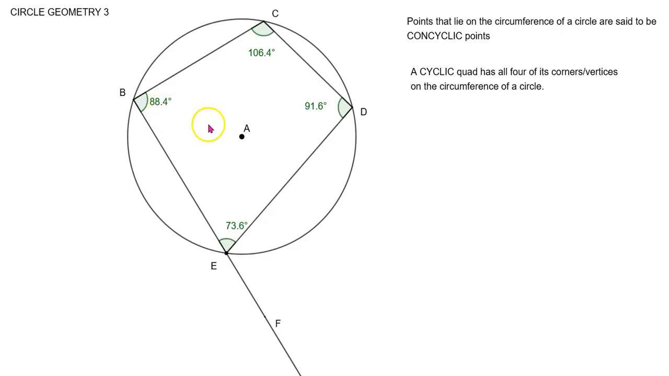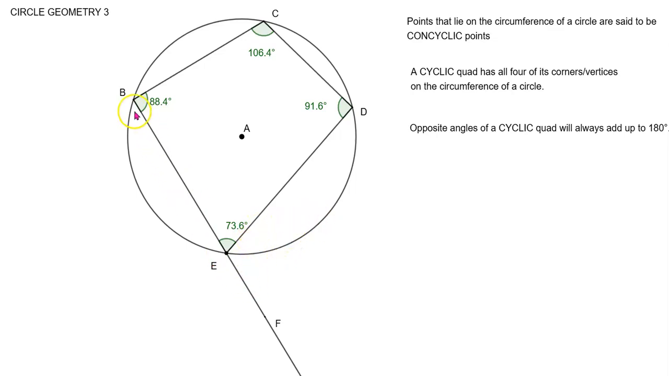And so here is the fifth of the angle facts that we have. And that is that the opposite angles of a cyclic quad, okay, this is a cyclic quad, the opposite angles of a cyclic quad will always add up to 180 degrees.